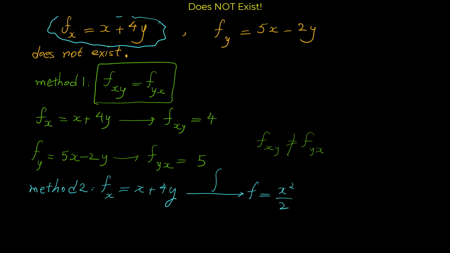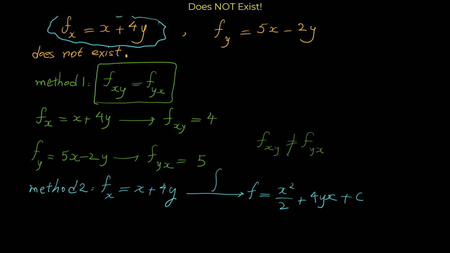The integral of 4y, attention, we are taking the integral with respect to x. And because we take the integral with respect to x, 4y is like a constant, like 10. What is the integral of 10 with respect to x? 10x. What is the integral of 4y with respect to x? 4yx. But we know that always when we take an integral, at the end we have to add a constant, a c.